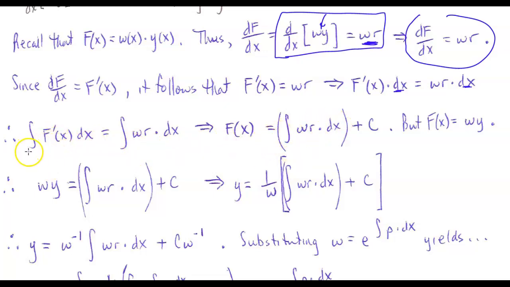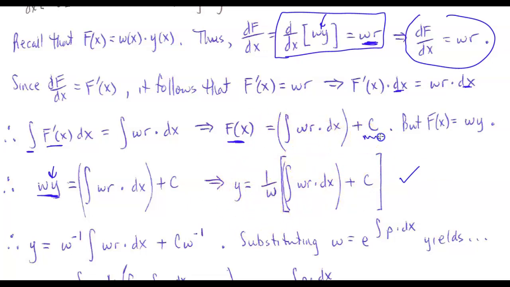Of course, integrating the derivative of some function basically cancels out those operations. And so we just have big F of x. And then from here, we know that big F of x is just the same as the product of w and y. So if we want to solve for y, we have to divide by w, okay? And this is your basic formula here that you get.